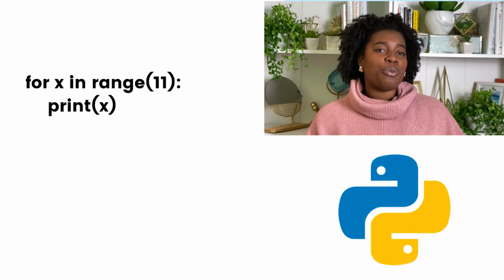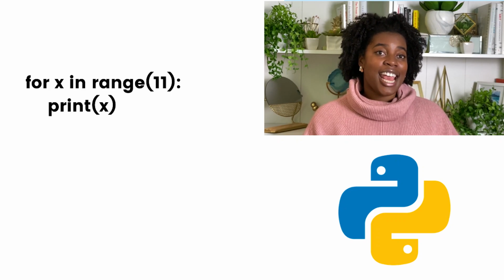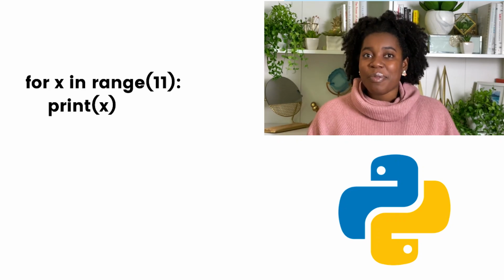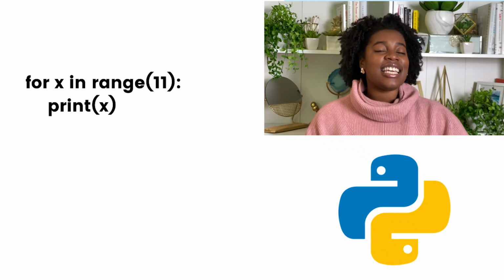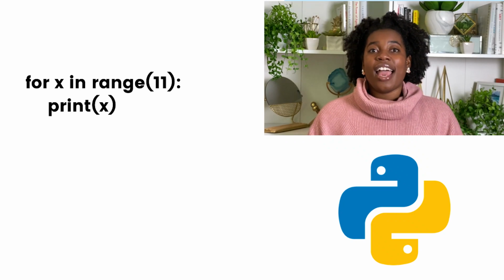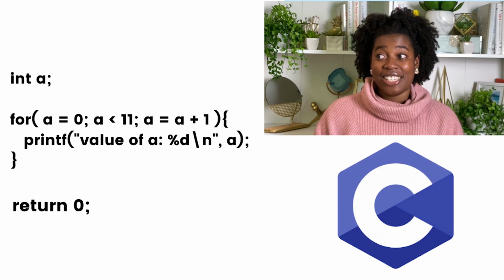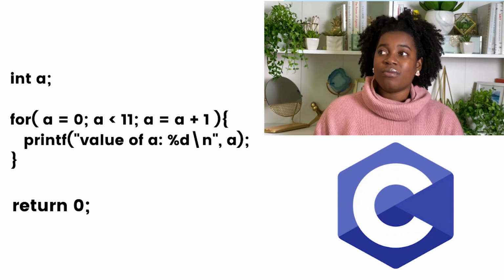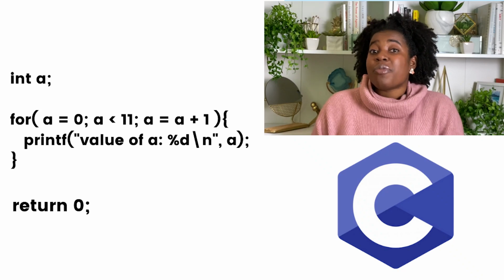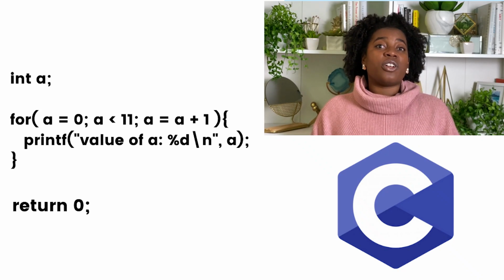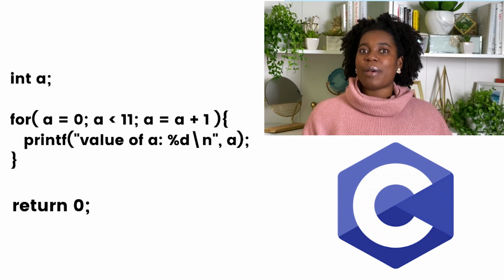Here's some code to print out the numbers 1 through 10 in Python. Very simple, right? You can understand it and easily see what it does. Here's some code to print out 1 through 10 in C. Yeah, so this is pretty easy, not too difficult, but definitely not as easy as Python.